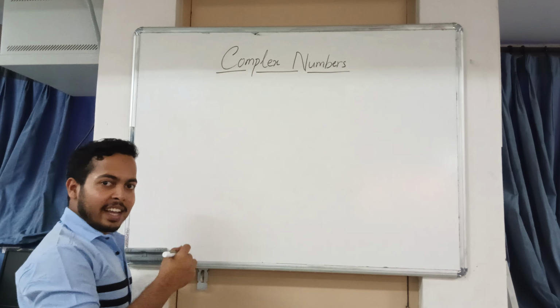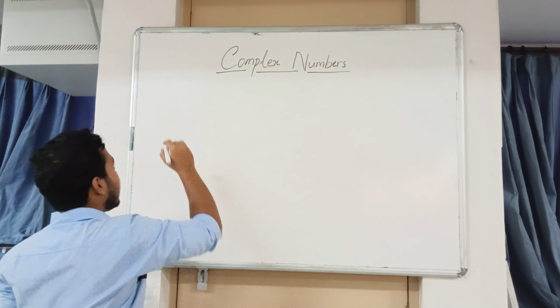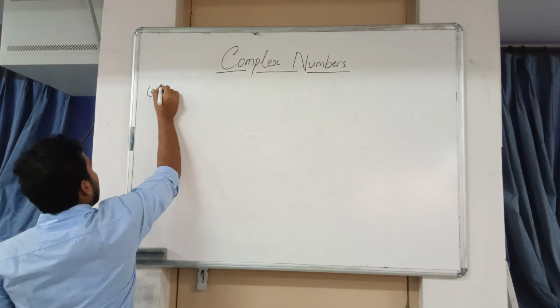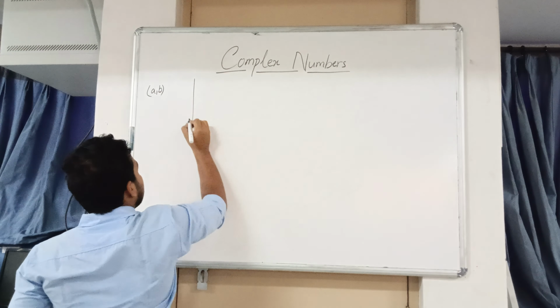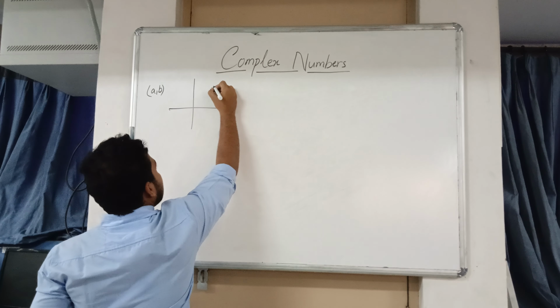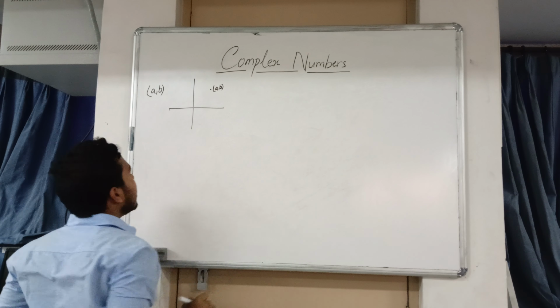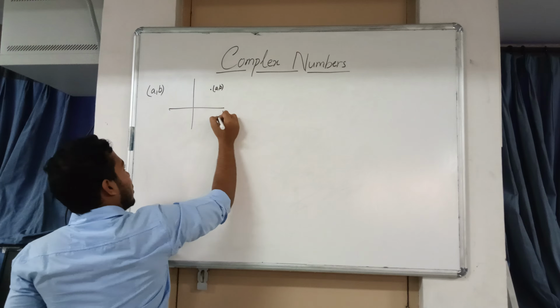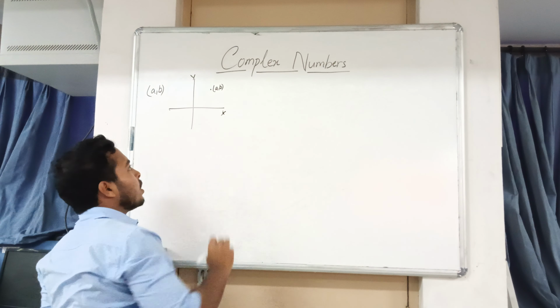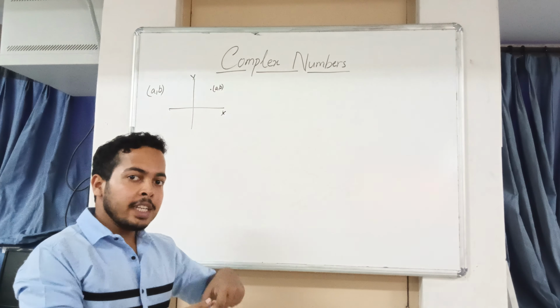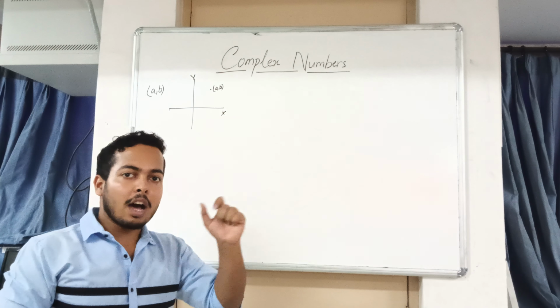Previously, you know that any ordered pair (a, b) in R2 corresponds to a point (a, b) in the XY plane. Say this is my XY plane, and this is my point (a, b). Now, complex numbers can't be plotted in the XY plane. For complex numbers, we need a different plane called the Argand plane.